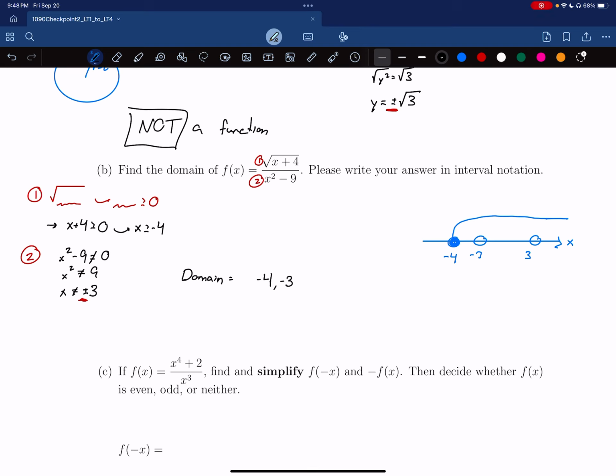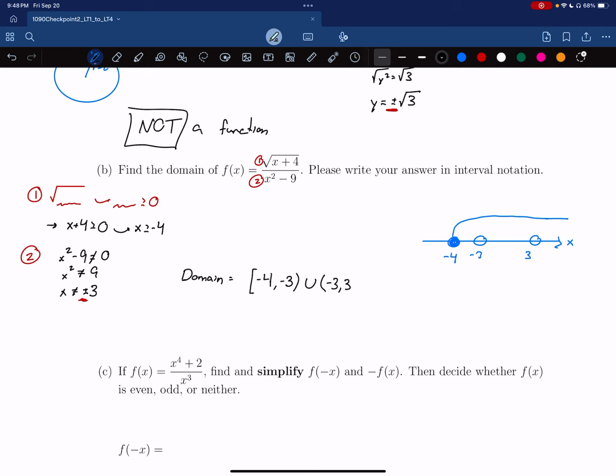So negative 4, it's that closed circle, which means inclusive. So put a bracket there. Negative 3 is not inclusive, so it'll be a parenthesis. Now our union sign, and then parenthesis again, negative 3 to 3.